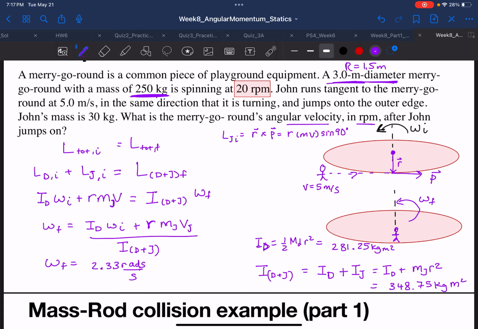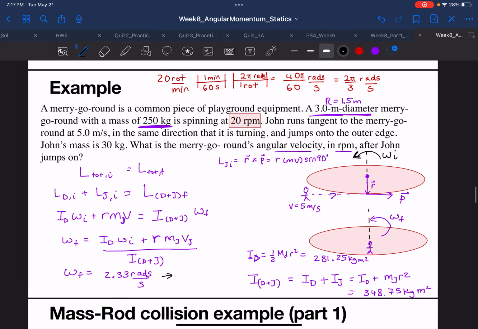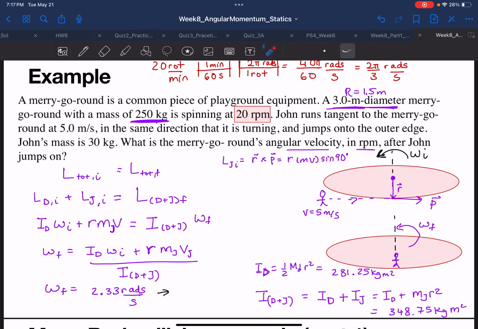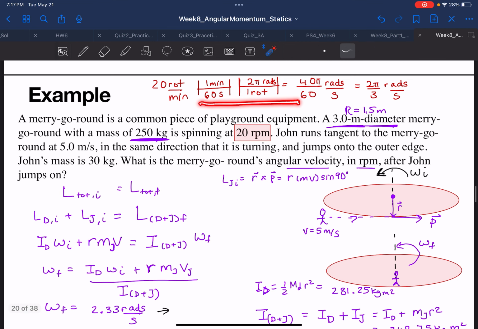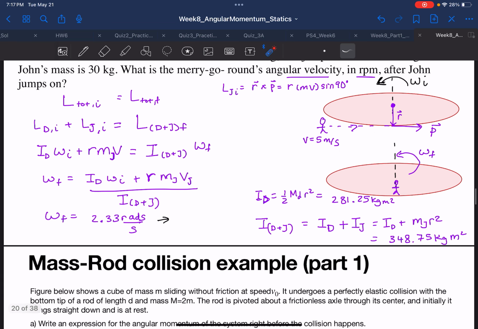So I now need to convert this to rotations per minute, and I'm not going to show the work for that, but basically, if you follow this work to go to radians per second from rotations per minute, you need to kind of invert that whole process to go back to rotations per minute. So I want you to check your answer. You should get 22 rotations per minute when you convert it.